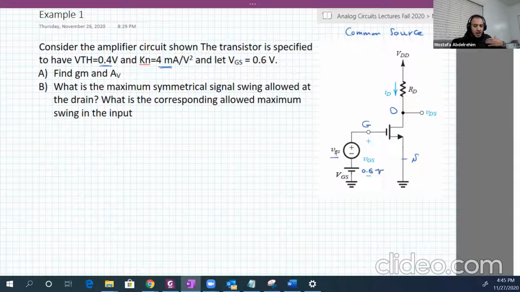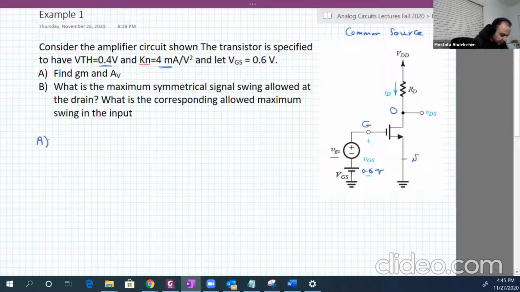Remember, in amplifiers, we need always to work in saturation region. So we can't just put any input and expect that we have output, which is an amplified version of the input, because we may go to saturation or cutoff. And in that case, we will just see clipping or distortion. Okay, so let's start by number A.